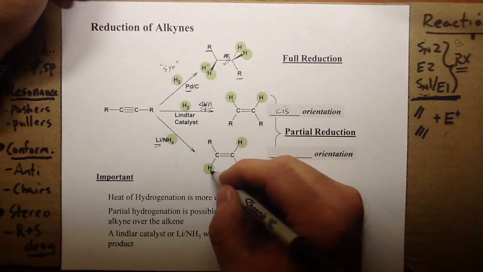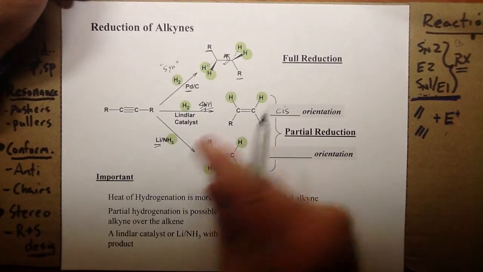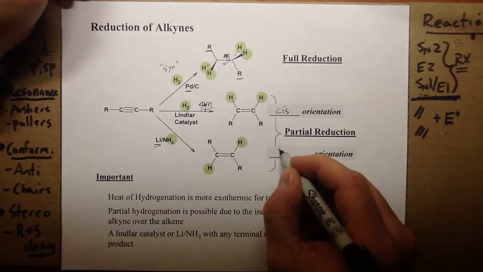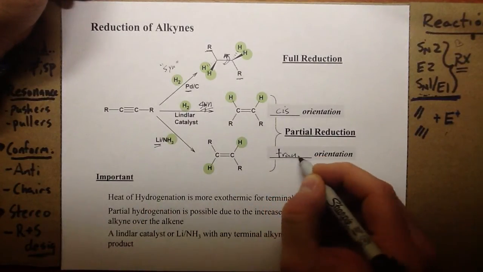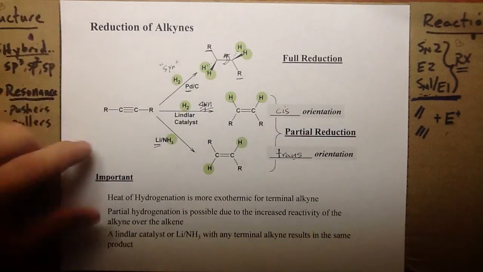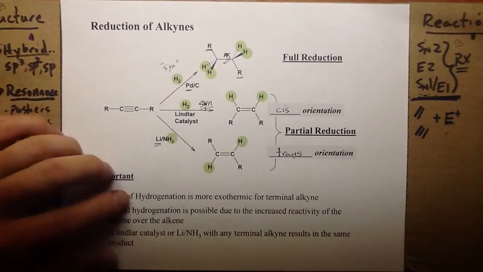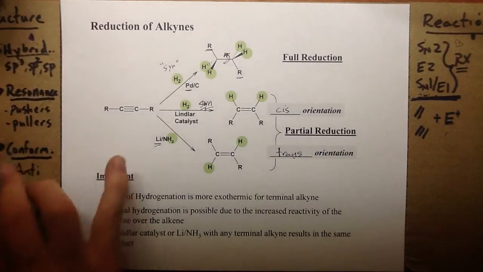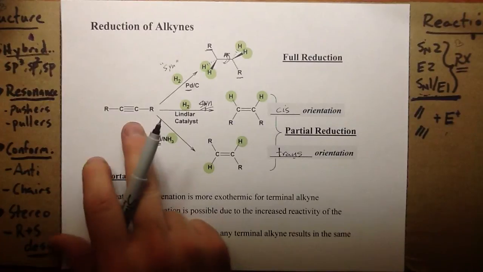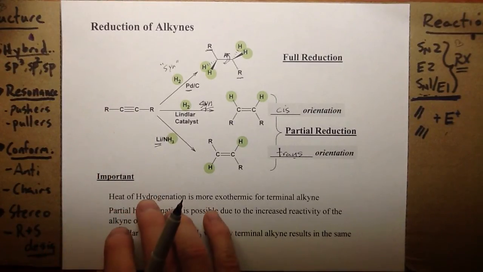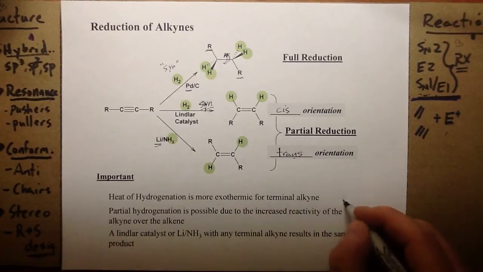and we can have the hydrogens added across the triple bond to make an alkene, but these are now in a trans orientation, locking that in. So just a couple notes on these hydrogenation reactions. Heats of hydrogenation is more exothermic for terminal alkynes, meaning terminal alkynes are more reactive than internal alkynes.